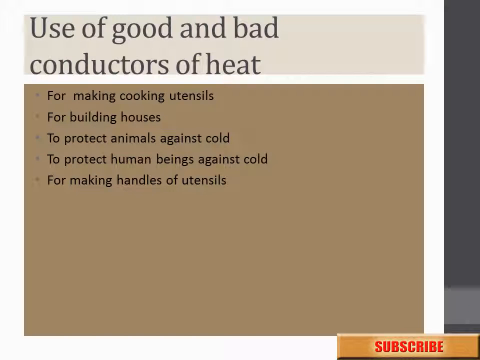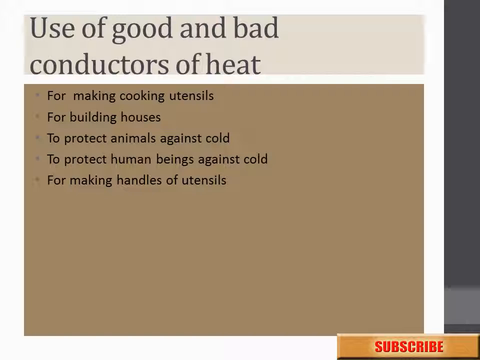Now, uses of good and bad conductors of heat. There are certain uses for good and bad conductors of heat, like for making cooking utensils. Brass, aluminium and copper are used for making cooking utensils. Why are these used? Because the heating will take place easily and quickly, so that the food will get heated quickly. So this is the reason why good conductors of heat are used for making cooking utensils.